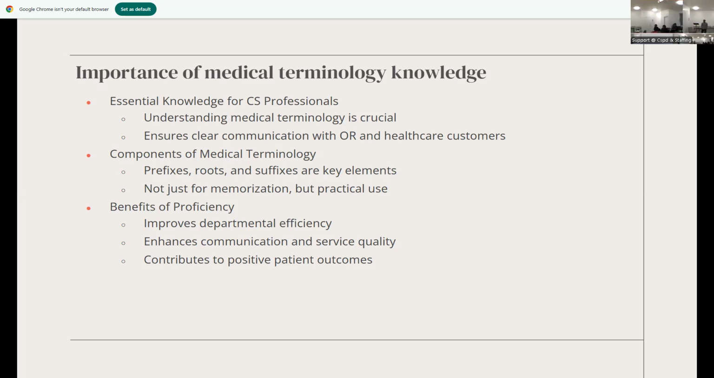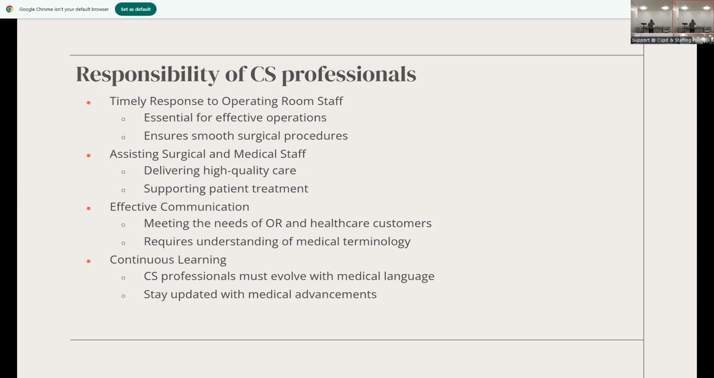Right. Enhances communication and service quality, contributes to positive patient outcomes. So when you know the terminologies, you are able to give the right instrumentation, and then the result is going to be great for both the patient and the department.